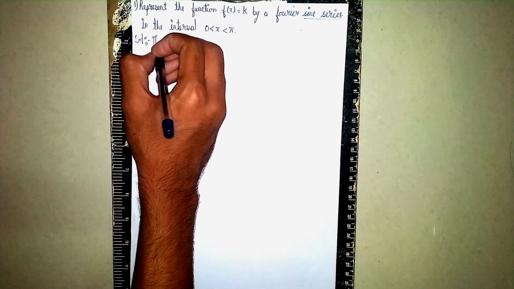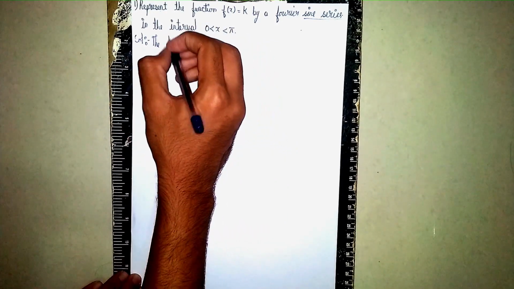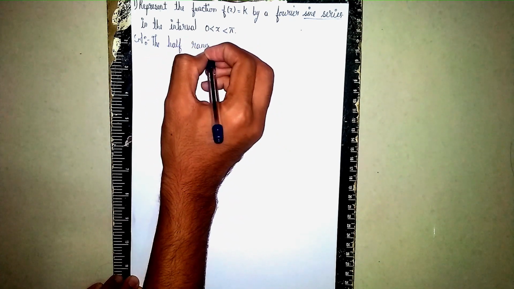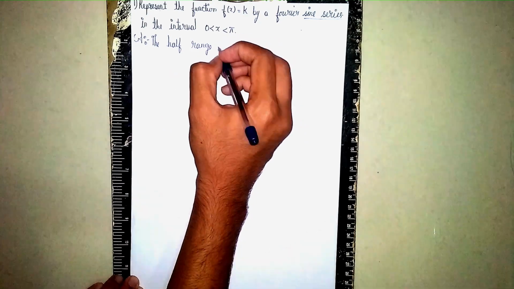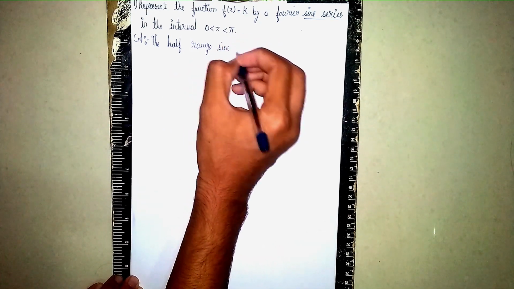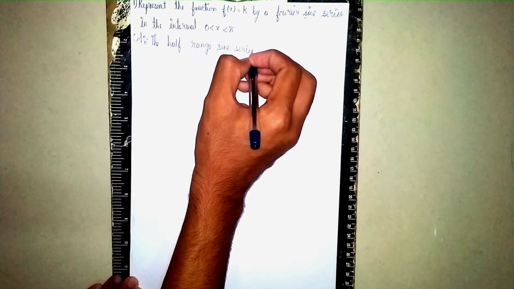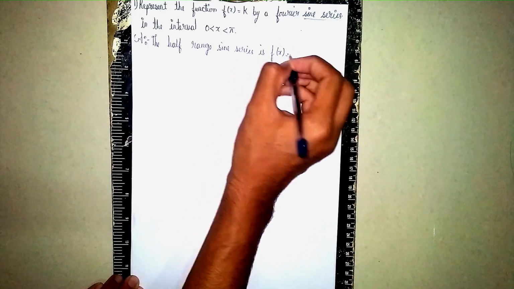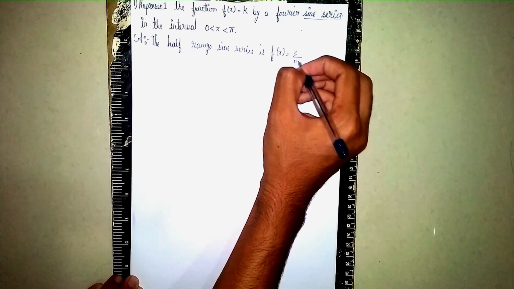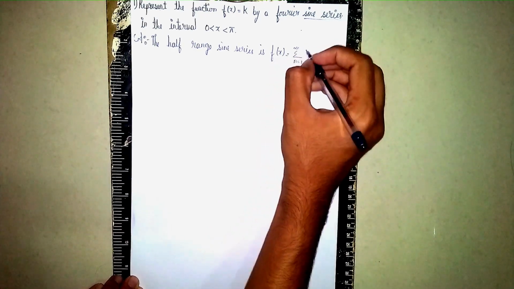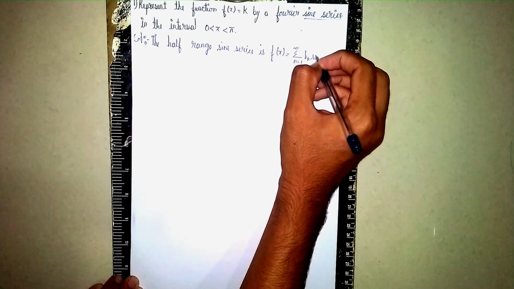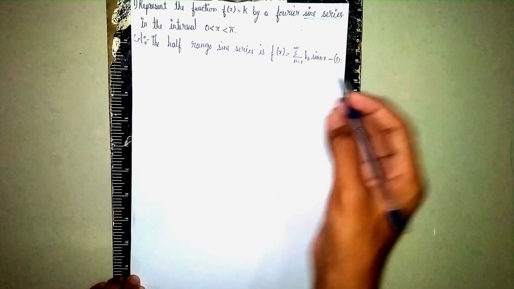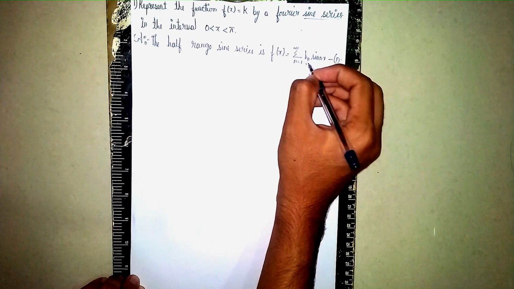The half range sine series is f of x is equal to summation n is equal to 1 to infinity bn sine nx. This is a general equation, so take it as equation 1. So what do you have to find first? bn, we have to find.